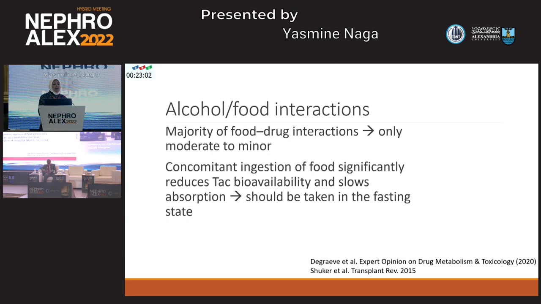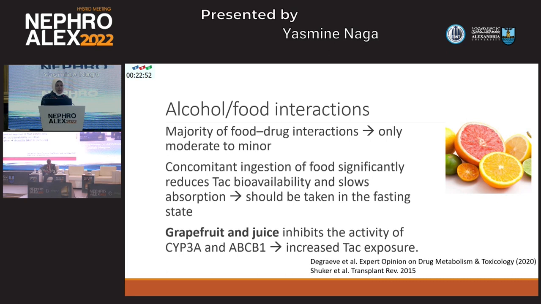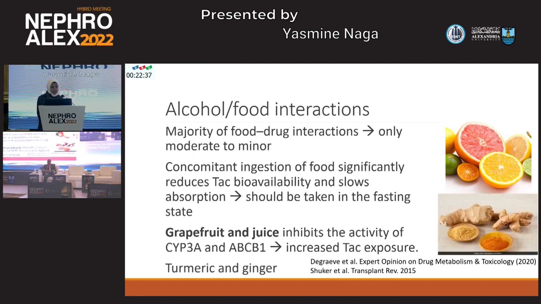Another thing is alcohol and food interaction, and although the majority are moderate to minor, it has also been found that taking concomitant ingestion of food with tacrolimus decreases the bioavailability. That's why we always recommend that patients take it on the fasting state. And also, it's known, but thank God we don't use it a lot: grapefruit and juice, they inhibit the activity of cytochrome P450 enzymes that are responsible for the metabolism of tacrolimus, and they may increase tac exposure.